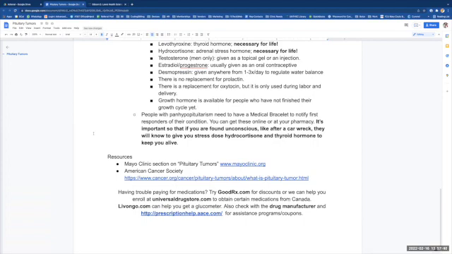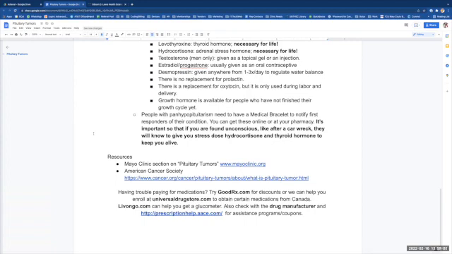People with panhypopituitarism need to have a medical bracelet to notify a first responder of this condition. You can get these online or at your pharmacy. It's important so that if you are found unconscious, like after a car wreck, that they will know to give you stress dose hydrocortisone as well as thyroid hormone to keep you alive.